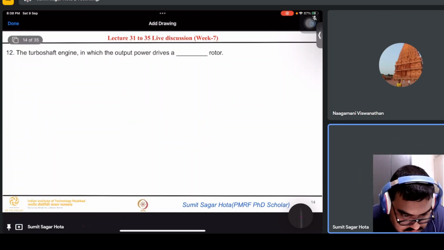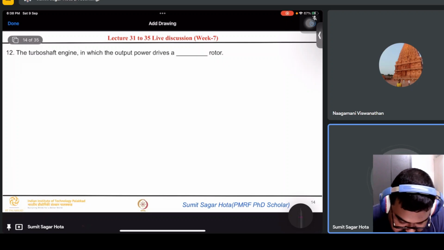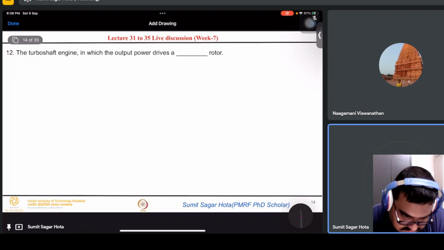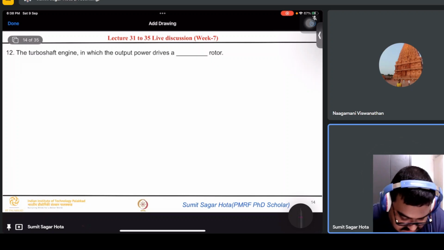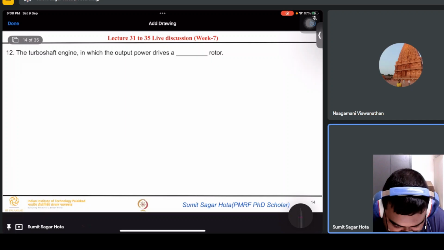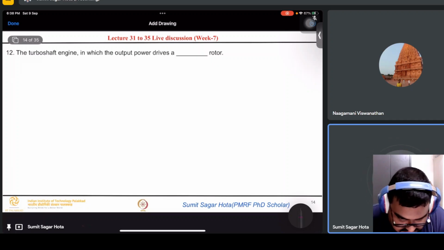The next question: the turboshaft engine in which the output power drives a dash. This is a very good question. There will be no options in this kind of question. When there are no options, these are more common or more important questions, or mainly the significant criteria of any kind of engine. If it is not an MCQ, then you have to take care of words and spellings to answer this kind of question.